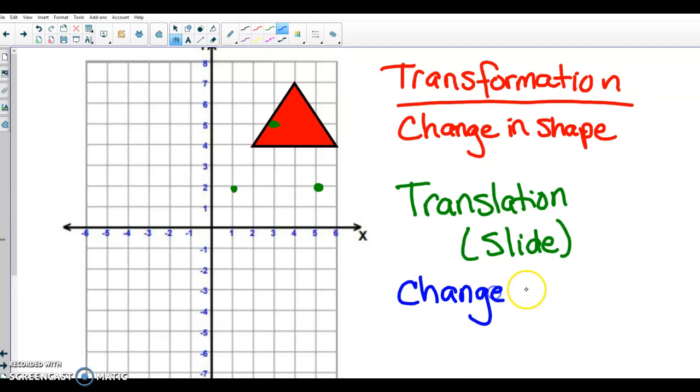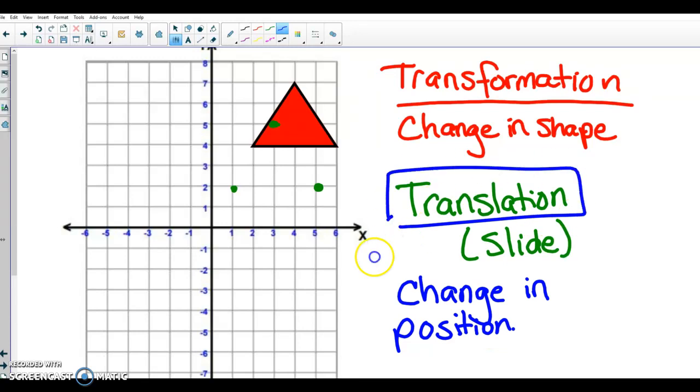So a translation is just a change in position. Some of these will actually change the shape. This one doesn't. So remember that translation is nothing more than a change in position.